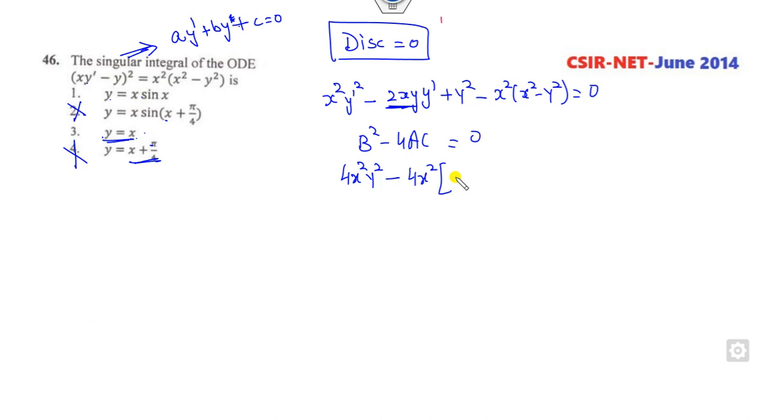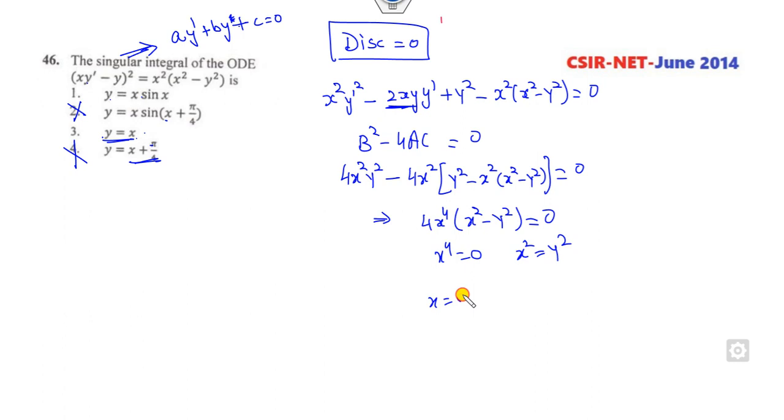So y square minus x square minus y square is 0. So 4x square y square cancel out. 4x raised to power 4, x square minus y square is 0. So x to the 4 is 0 or x square is equal to y square. Either x is 0 or x is equal to plus minus y.